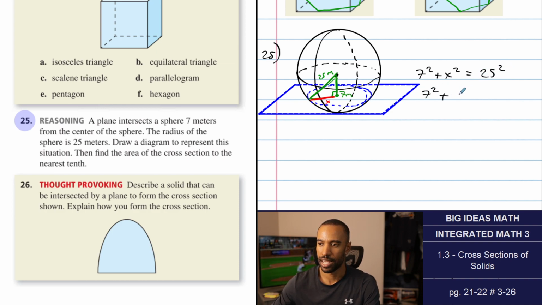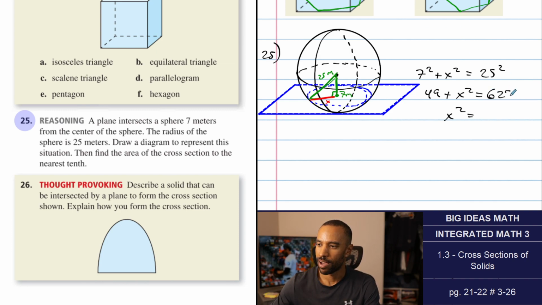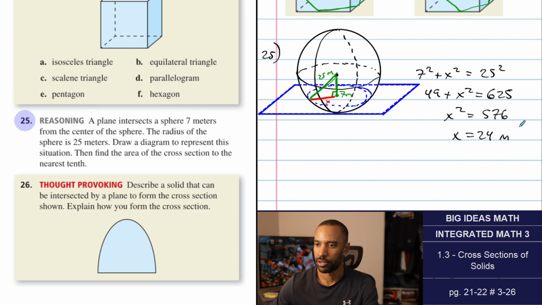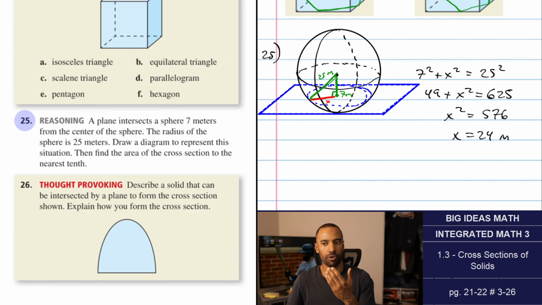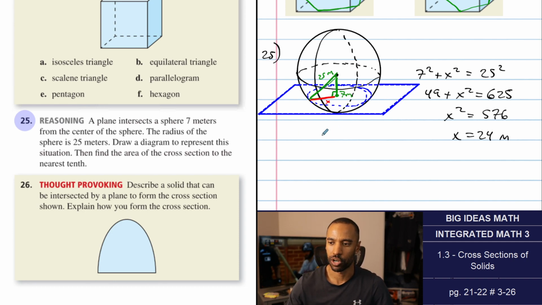Grunt end. Brunt end? Is that the word? 49 plus x squared equals, not 225, 625. X squared equals 576. So x is 24 meters. That's our radius of our cross section of that circle right there.